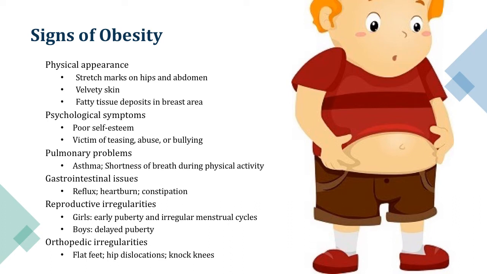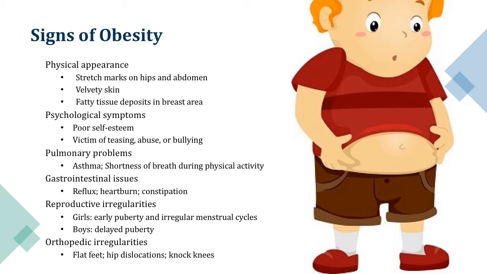Childhood obesity may be evident based on signs or characteristics such as one's physical appearance, to include stretch marks on their hips and abdomen, a velvety appearance to their skin, fatty tissue deposition in the breast area, as well as psychological symptoms such as poor self-esteem, or the child may be a victim of bullying as a result of his or her appearance. Pulmonary issues may be present, which may be displayed as shortness of breath during physical activity or at rest. The child may have gastrointestinal issues to include reflux, heartburn, or constipation.